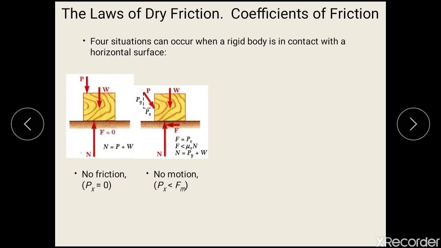Condition 2: the applied load acts at an inclined angle. The inclined load should be resolved into two components, one horizontal and another vertical. So, when the horizontal applied load is less than the maximum static friction, that is considered as no motion. The object stays in the same position, but it has some frictional force.